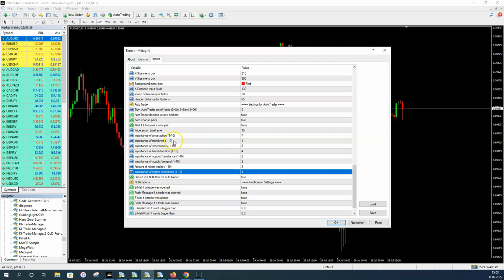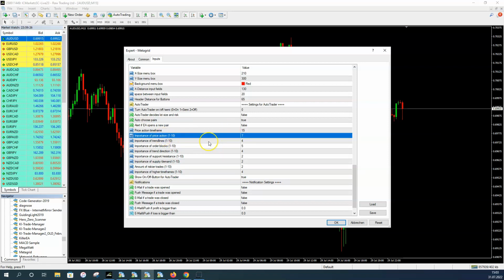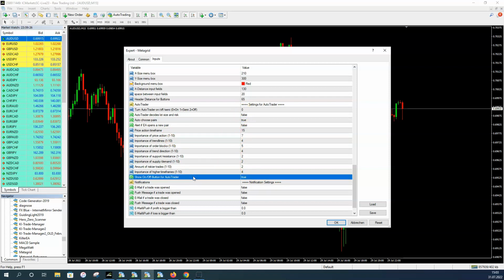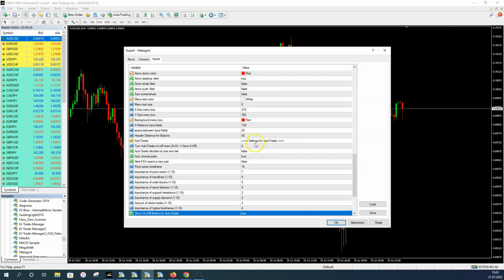The reason for these options is that you can now adjust the EA to your own trading style, how you trade. If, for example, you don't like price action at all, then you give it a lower number. You always have to choose between 1 and 10 in these fields. Okay, here you have the show on/off button for the auto trader. I would leave this on true, so that you can see when the auto trader is turned on. So we have now selected our settings for the EA.